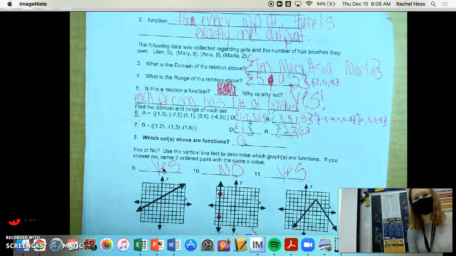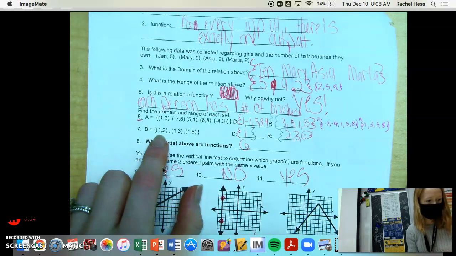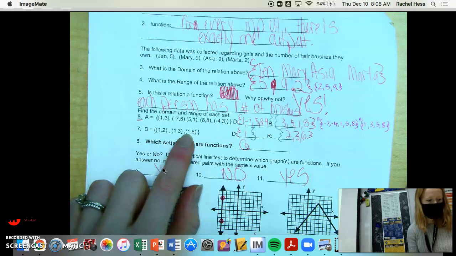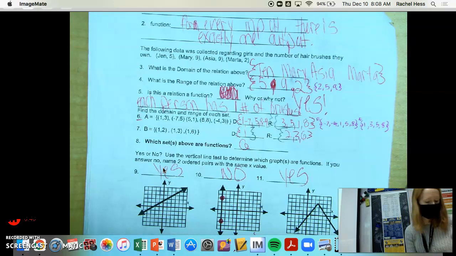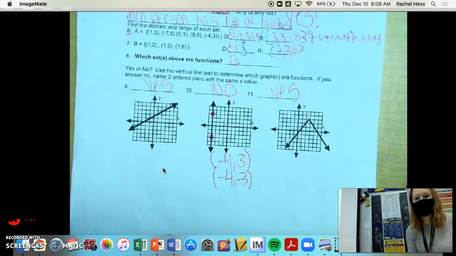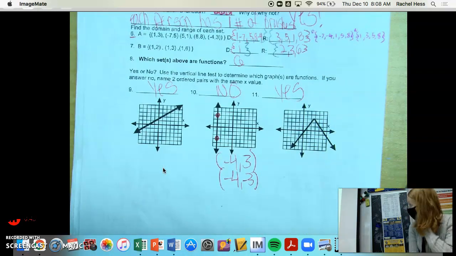Remember, a relation is a function if for every x there's only one option for y. So if any of your domains or your x's repeat, then it's not a function. So for example, number 7 here, since the x value of 1 has 3 different options for y, it is not a function, right? You will have a question about the vertical line test on that cumulative test. So it is an important one to just practice.